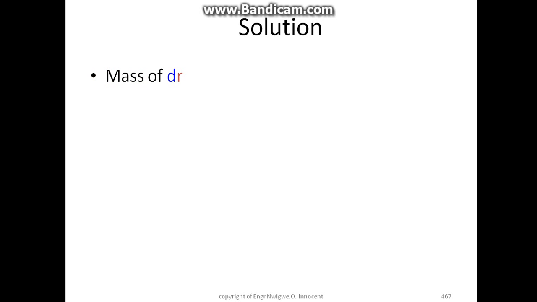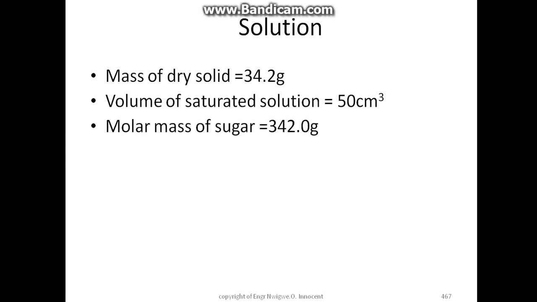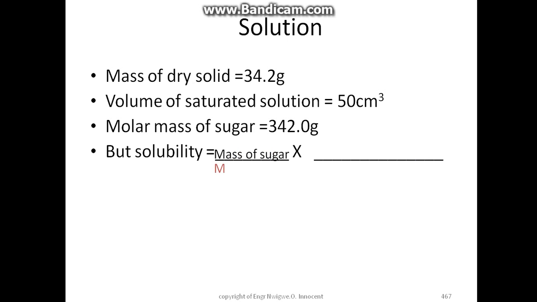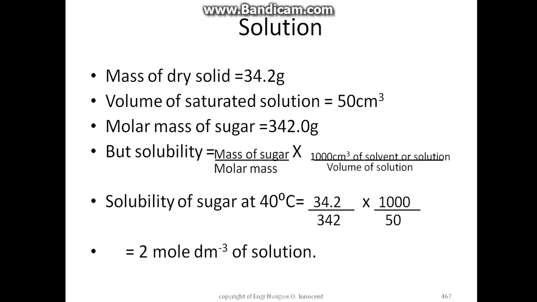Solution. Mass of dry solid is equal to 34.2 gram. Volume of saturated solution is equal to 50 cm cube. Molar mass of sugar is equal to 342.0 gram. But solubility is equal to mass of sugar over molar mass times 1000 cm cube of solvent or solution over volume of solution. Solubility of sugar at 40 degrees centigrade is equal to 34.2 over 342 times 1000 over 50, which will give us 2 mole per dm cube of solution.